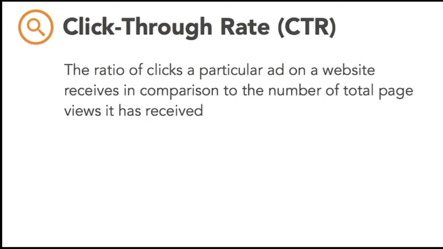Click-through rate is the ratio of clicks a particular ad on a website receives in comparison to the total number of impressions it has received. So for example, if you receive 100 impressions on a certain advertisement and that was clicked one time, your click-through rate is going to be 1%.